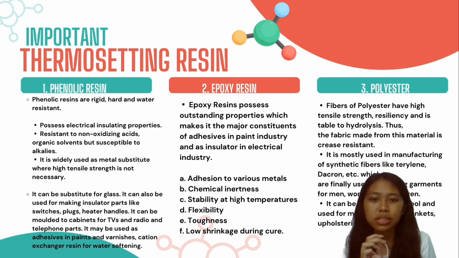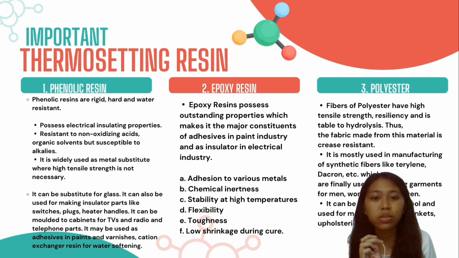Third, polyester resins. These resins have high tensile strength and good resistance to hydrolysis. They are widely used in the production of synthetic fibers such as terylene and dacron, which are used in clothing and textiles. They can also be blended with wool for making carpets, blankets, and upholstery.